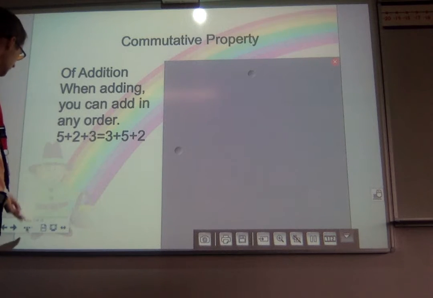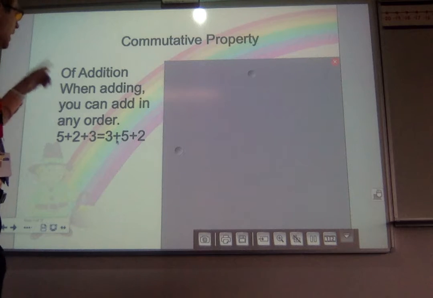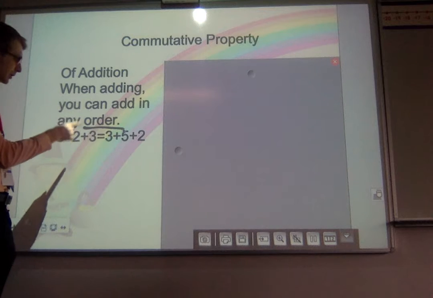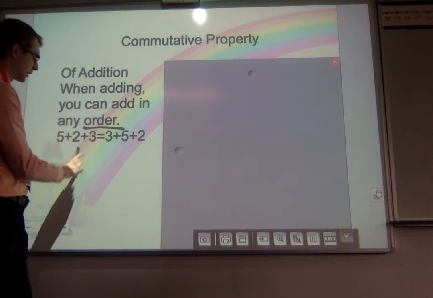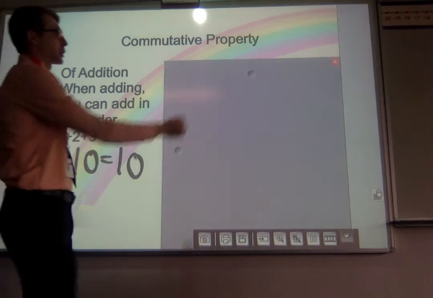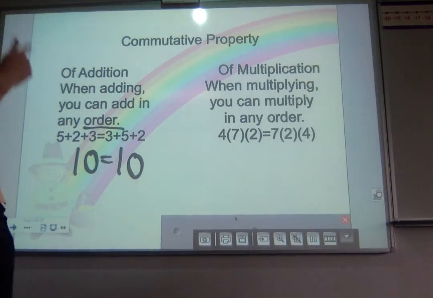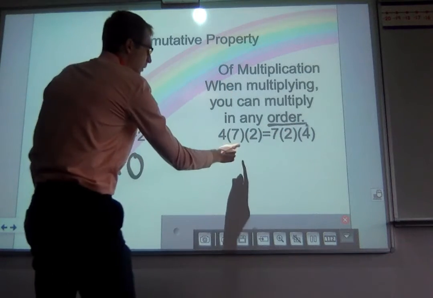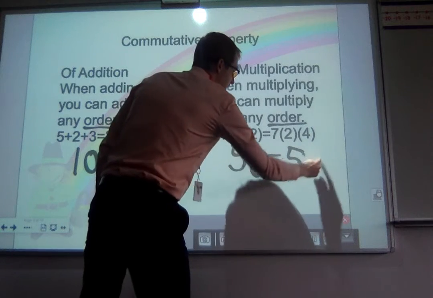And then looking here, what we see, the commutative property: when adding, you can add in any order. So here, 5 plus 2 is 7, plus 3 is 10. 3 plus 5 is 8, plus 2 is 10. So we get 10 equals 10. We change the order, but the outcome is not changed. Not only do we have the commutative property in addition, it also applies to multiplication. Again, we can multiply in any order and get the same outcome. On the left side we get 56, on the right side we also get 56.